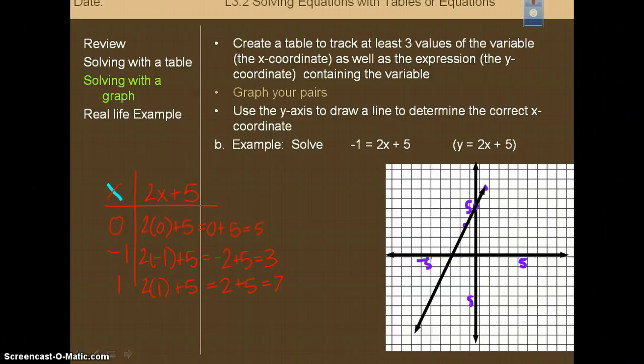It's always a good idea to actually substitute your possible solution to make sure that it does in fact satisfy the equation. So let's go ahead and try that. After substituting in -3 for x, because we believe our solution to be x equals -3, it turns out that this does satisfy the equation. We can see that -1 equals -1, and this is how we can solve an equation using a graph. Let's go ahead and take a look at a real-life example next.